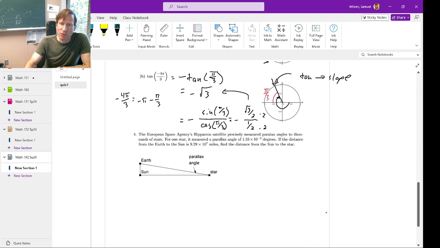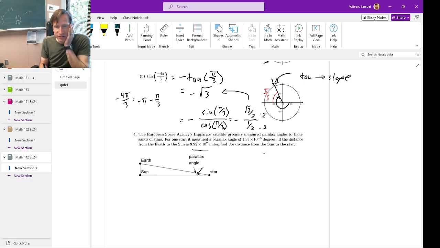Okay, number 4. So we have this satellite that measures parallax angles. I don't think this satellite is actually in operation anymore. Maybe I should update this problem. So it measures parallax angles to thousands of stars. So for one star, we measured this angle. This tiny angle here is 1.33 times 10 to the negative 5th degrees. The distance from the Earth to the Sun is this giant distance. Find the distance from the Sun to the star.